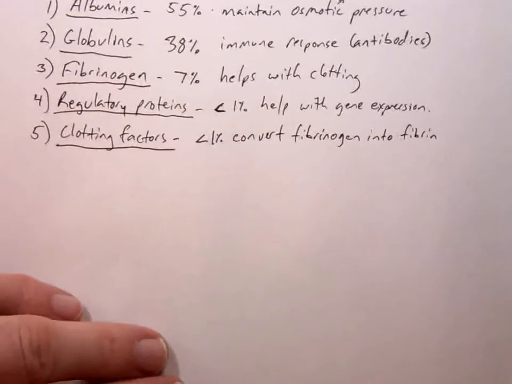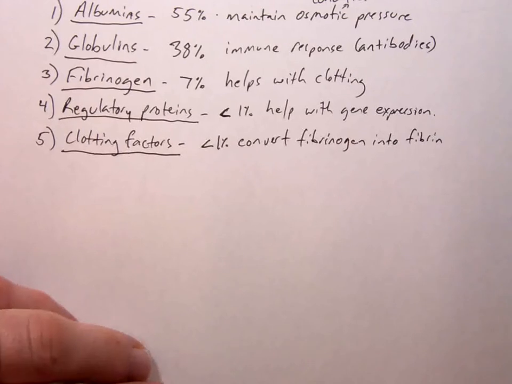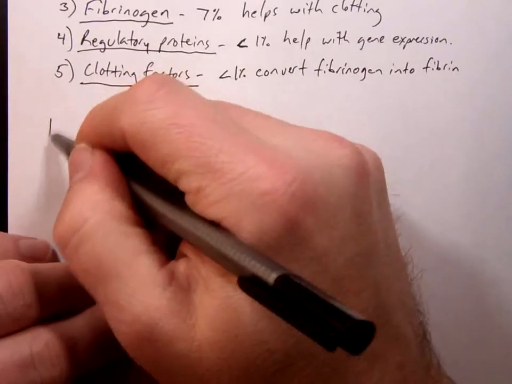Okay. So those are the 5 main proteins that you'll find in blood plasma. Now let's talk just for a second about proteins. Proteins are amazing.